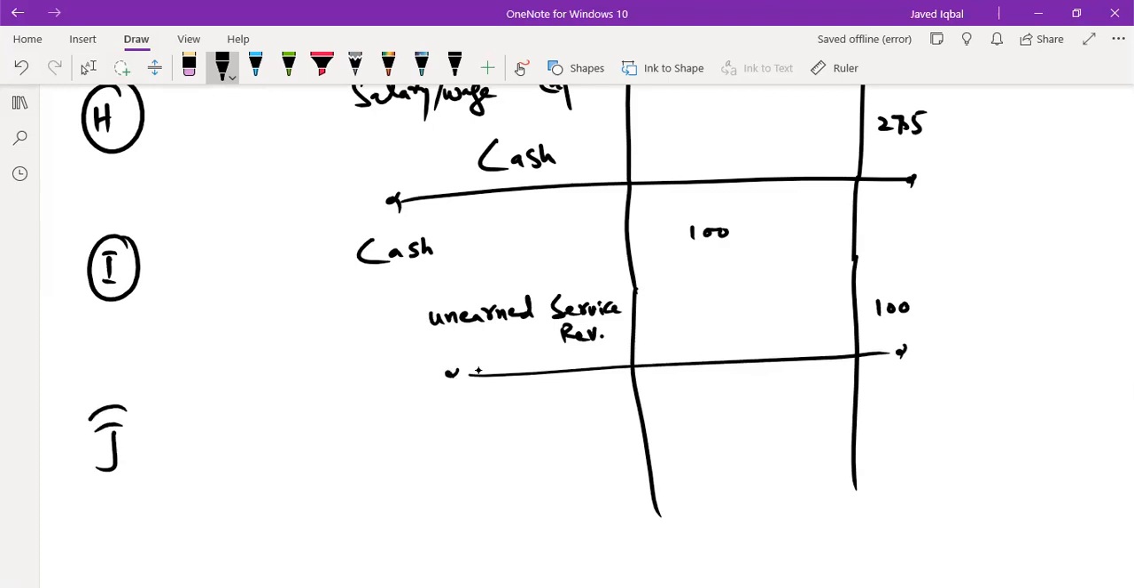Next transaction will be J, which is dividends in the amount of 1,500 were distributed. So he has distributed them, so it will bring dividend expense.